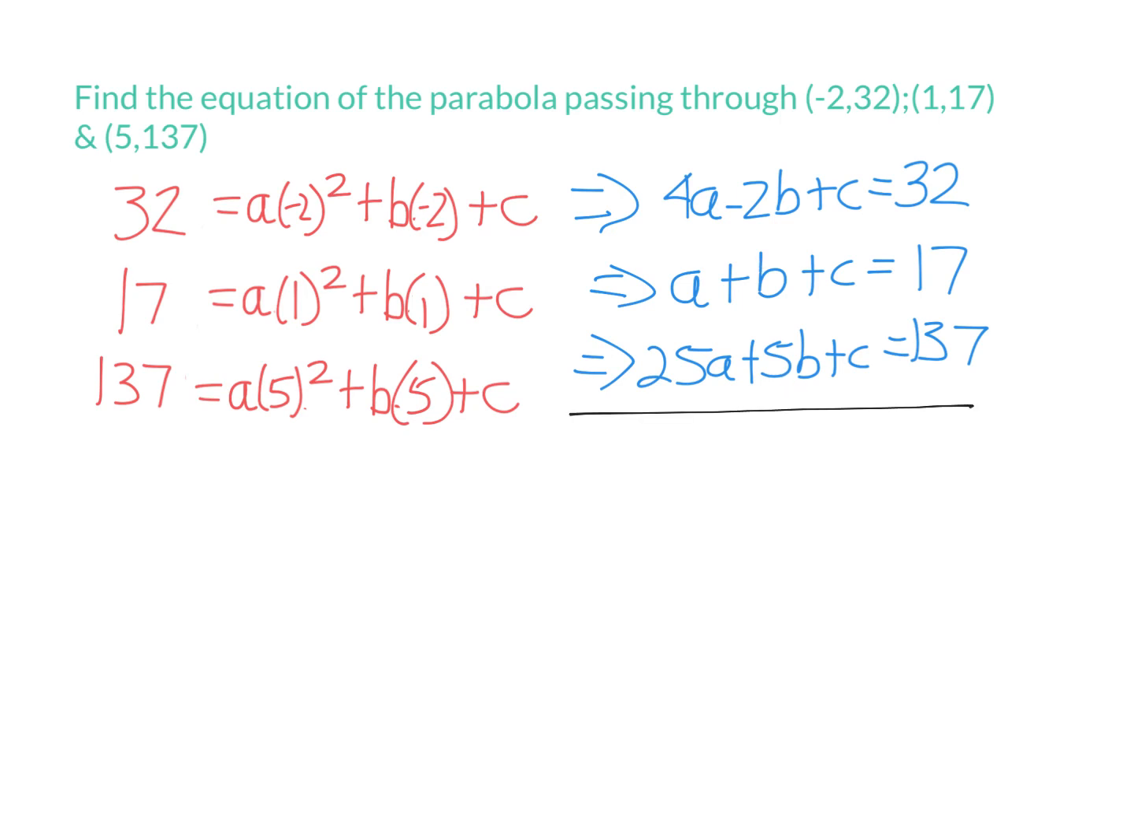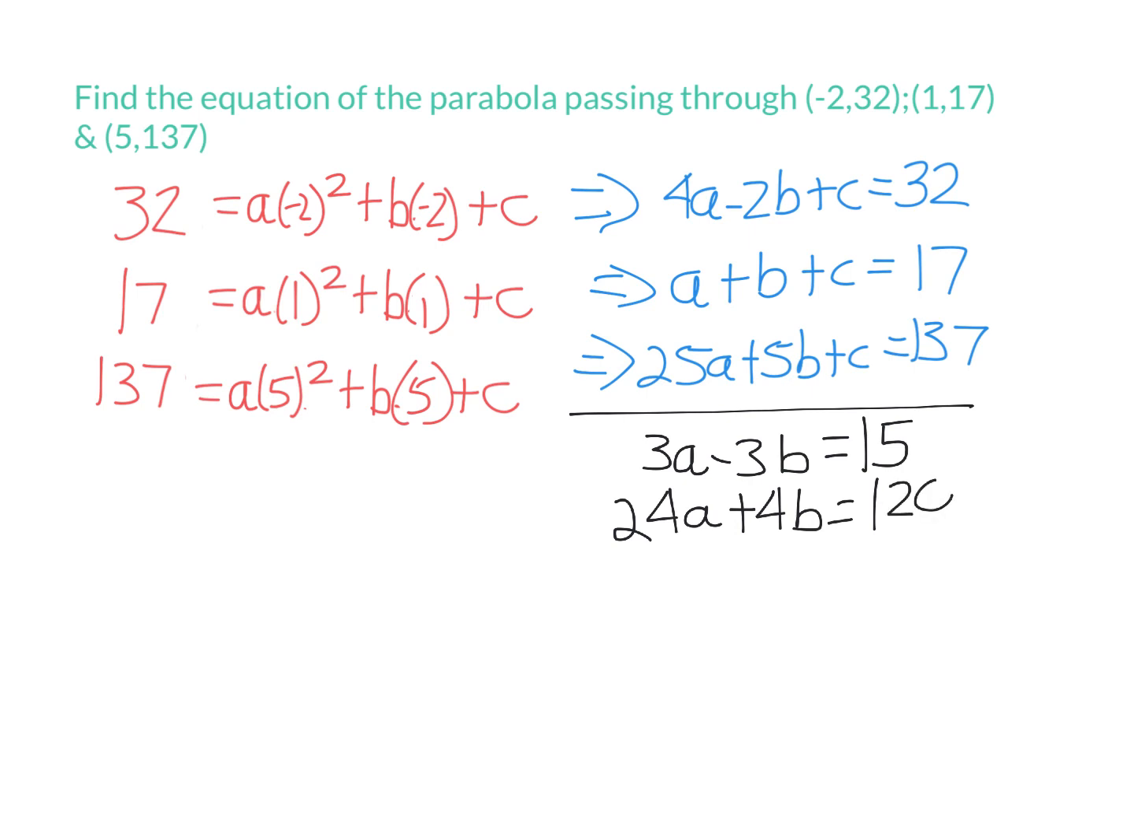So first equation minus second equation, 4a minus a, -2b minus b, c minus c is 0, 32 minus 17. Now I'm going to do third equation minus second equation. So 25a minus a, 5b minus b, then, of course, c minus c is 0, and 137 minus 17.